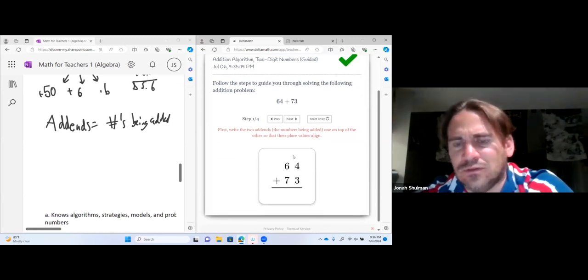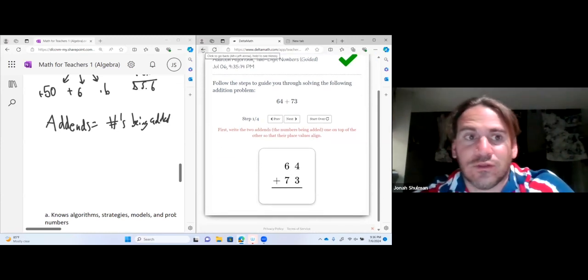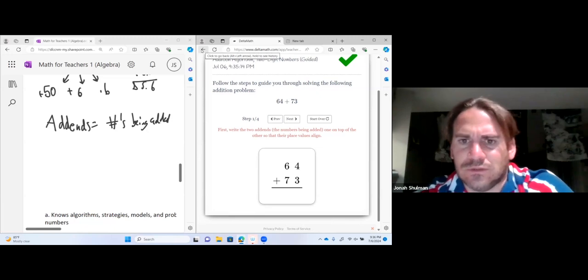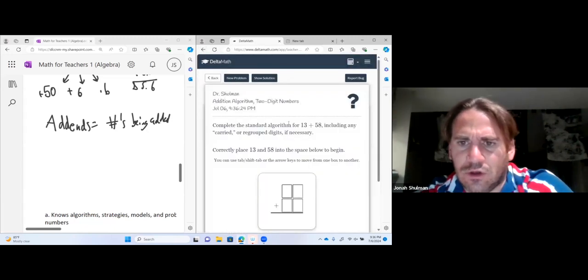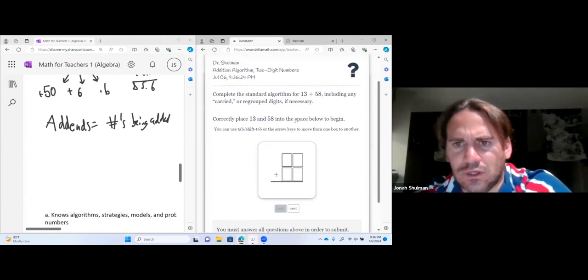So this is the way that I always add. But I'm trying to show you every way. So the algorithm is the way that I always do it. So let's do another one. Now we're doing it. Another one. Oh, this is without the guided part. So let's put them in. So here's 13 and 58.